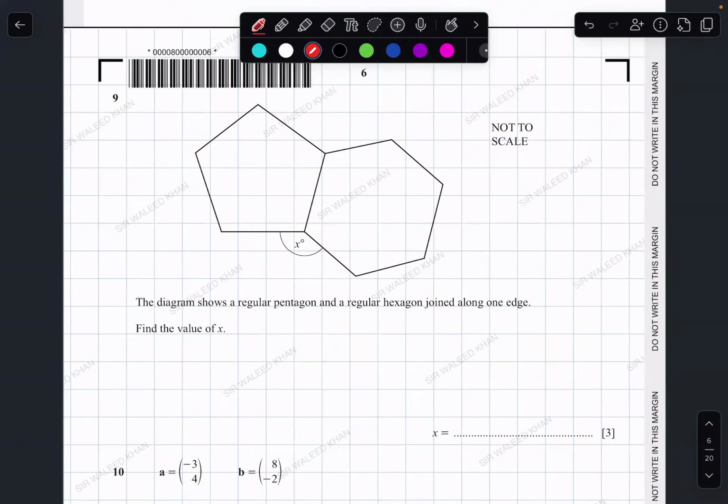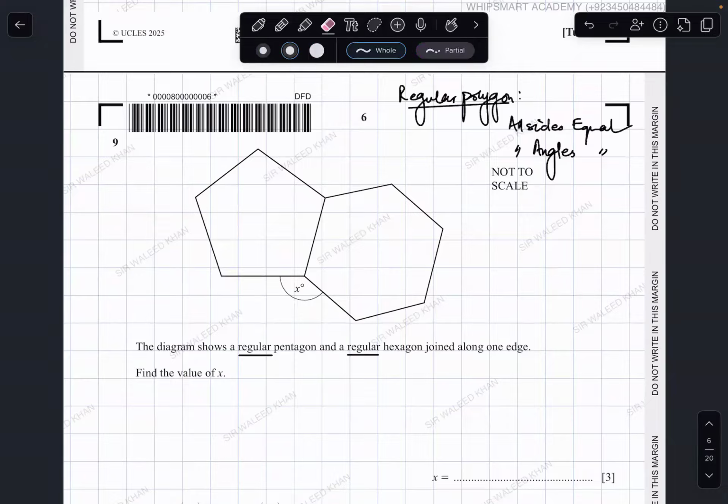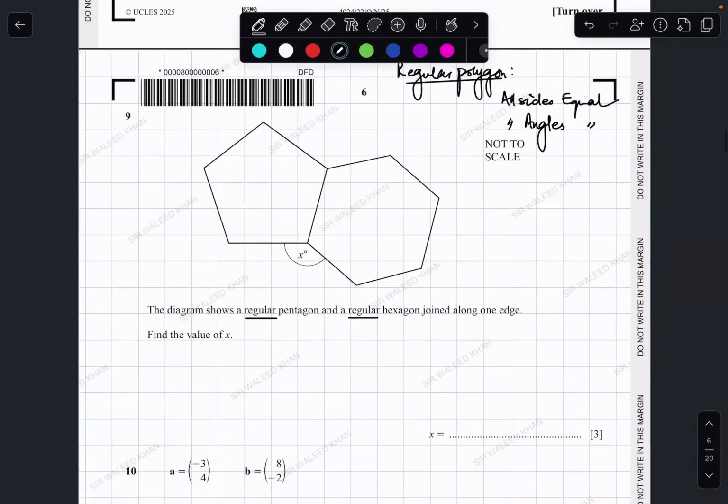Now we have done a lot of questions like these, and whenever the word regular comes in, we have to see that a regular pentagon, regular hexagon, regular polygon will have all sides equal, all angles equal. So if it's a regular pentagon, that means this five-sided shape will have all the angles equal to each other. And this hexagon, six-sided shape, will have all the angles equivalent. For example, this angle will be equal to this. All these angles are equal. So find the value of x. Now that we have this information, we can figure out the value.